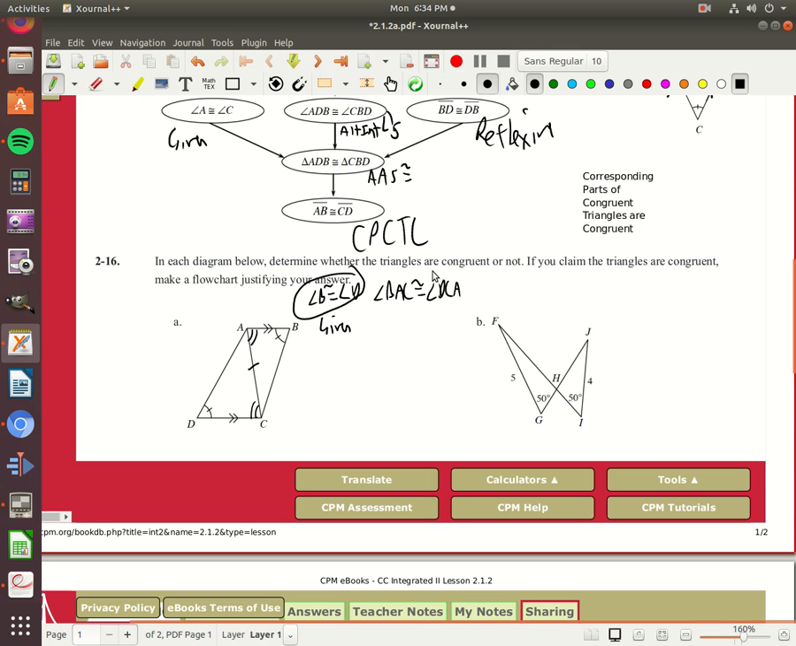And how do I know that? Well, those are alternate interior angles. For now, we'll just say alternate interior angles. Later in the chapter, we'll learn that we need to say if the sides are parallel, but for now we'll just say alternate interior angles. And finally, I know AC is congruent to AC. And how do I know that AC is congruent to AC? Well, those sides are reflexive.